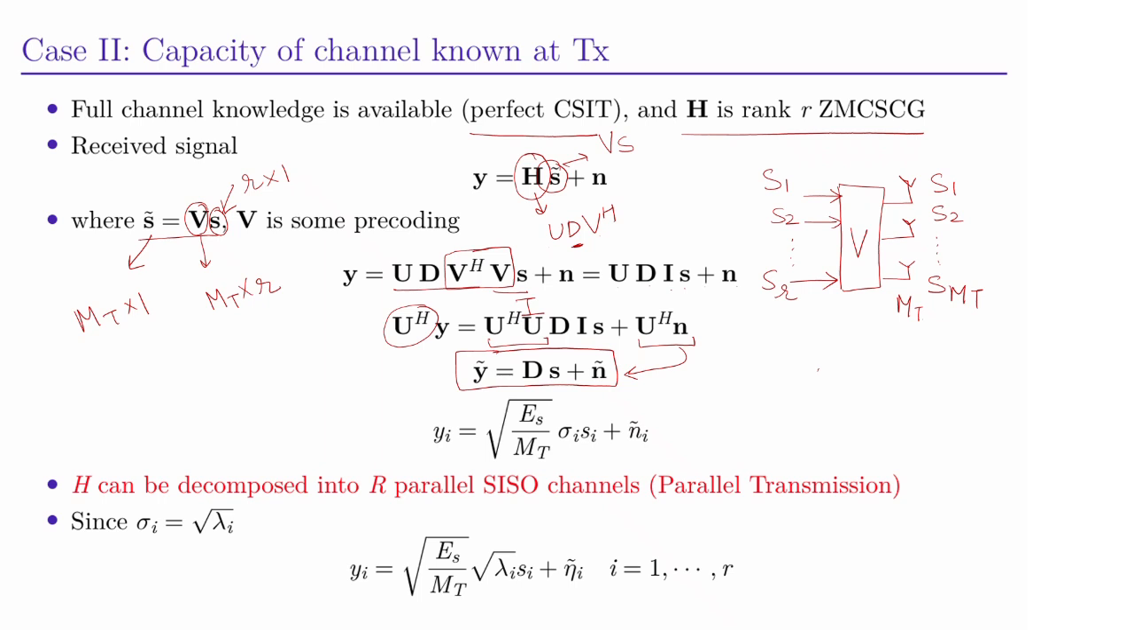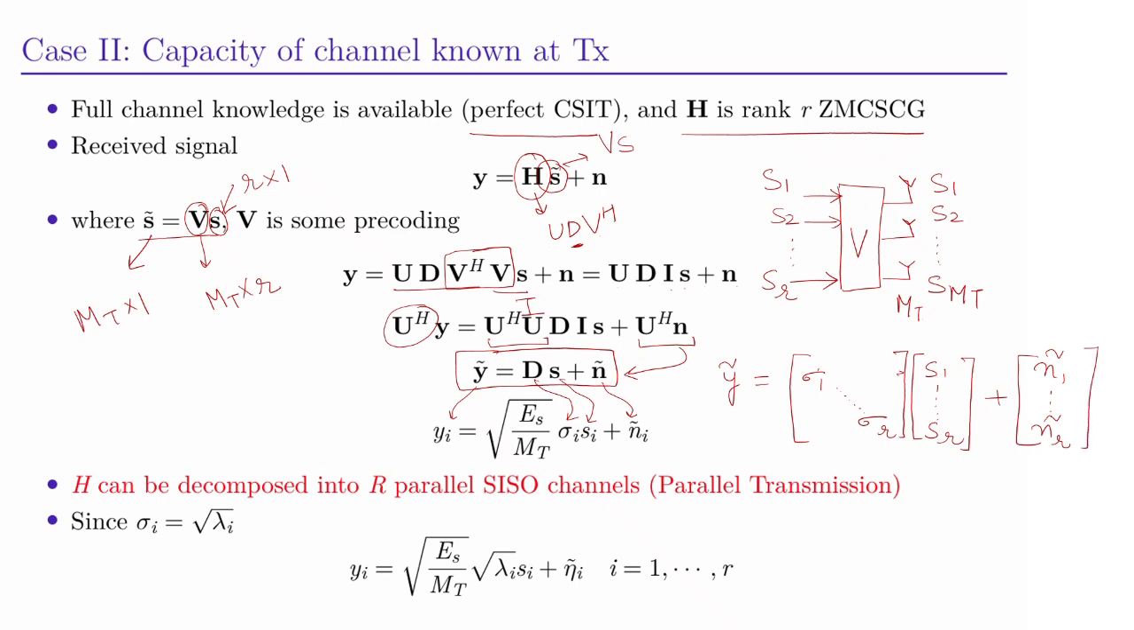Okay, so if you expand this, you will get Yi is equal to root Es by Mt sigma I, because the diagonal element comprises of the singular values, and then S is the symbol, and this is N tilde. Or we can also understand this like this. We have Y tilde, which is equal to, let's say, D matrix, sigma 1 up to sigma R, and then it is a multiplication with the signal. So you have S1 to SR, and plus you have noise N1 tilde, and so on up to NR tilde.